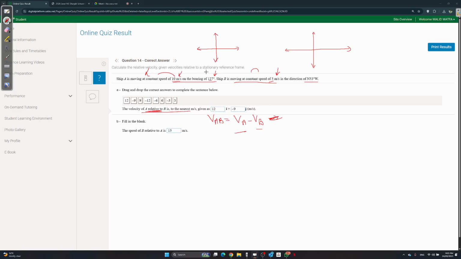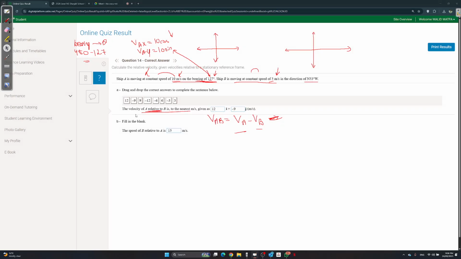VA, they told us it's 10 meters per second, 127 degrees. Type bearings. How do you draw a bearing, ya khayi? Now, I gave you this rule last year. It still works. If you want to turn it into x component, let's say VAX, we do 10 cosine the angle, right? Yeah. And VAY is 10 sine the angle. But the problem is here, they gave us a bearing, they didn't give us the angle. I told you last year, to convert from bearing to the theta that we actually use, you just do 450 minus the bearing. Okay?